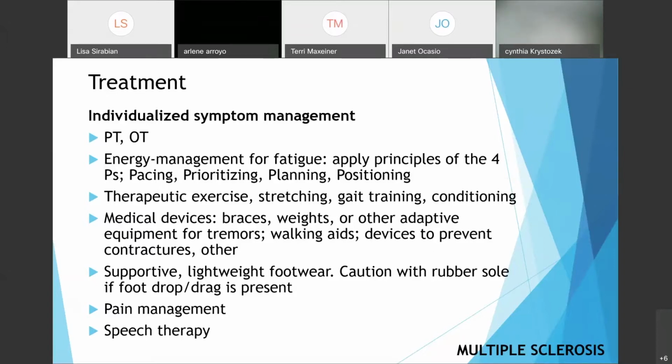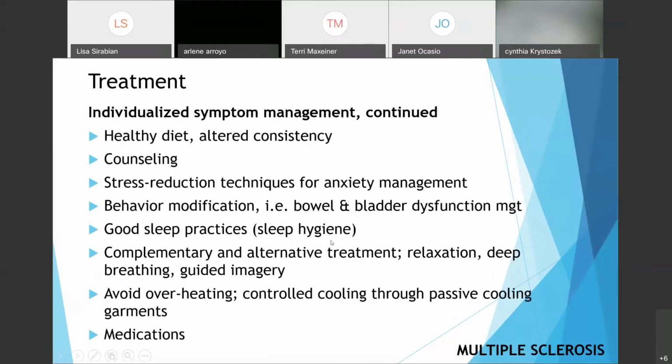Therapeutic exercise, stretching, gait training, and medical devices may come into play. Supportive light footwear, pain management, speech therapy. So continued individualized symptom management, healthy diet, altered consistency may at some point be necessary because of swallowing issues. Counseling, stress reduction techniques for anxiety management, behavior modification, for example, bowel and bladder dysfunction, good sleep practices, complementary and alternative things like relaxation, deep breathing, guided imagery.